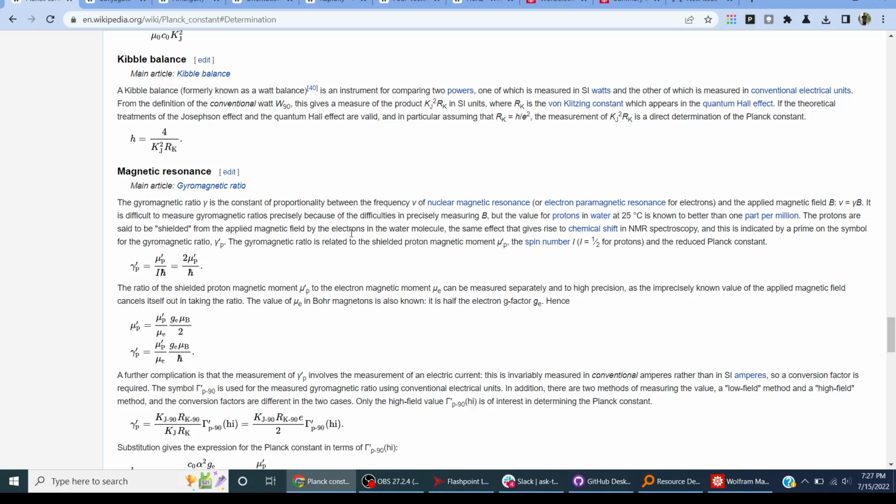Magnetic resonance, gyromagnetic ratio. The gyromagnetic ratio gamma is the constant of proportionality between the frequency v of nuclear magnetic resonance or electron paramagnetic resonance for electrons and the applied magnetic field B: v equals gamma B. It is difficult to measure gyromagnetic ratios precisely because of the difficulties in precisely measuring B, but the value for protons in water at 25 degrees Celsius is known to better than 1 part in a million.